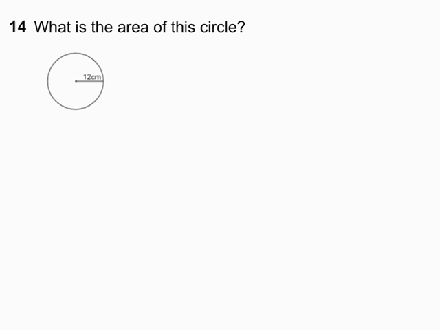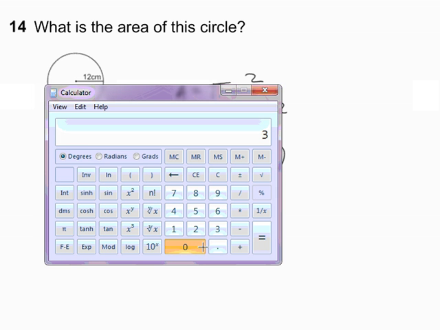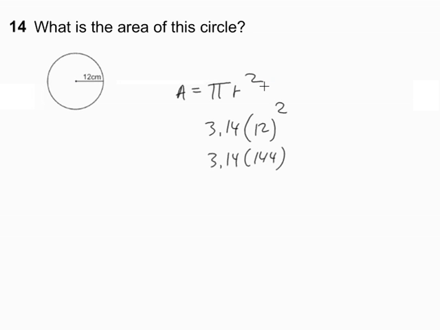Question 14, what is the area of the circle? So we have to use our formula. The area of a circle is equal to pi multiplied by the radius squared, or pi multiplied by the radius multiplied by the radius. We need to then do 3.14 multiplied by 12 squared, which is 3.14 multiplied by 144, which if I grab my calculator, 3.14 multiplied by 144 equals 452.16. And this did not say round, so we keep our answer as that, centimeters squared.